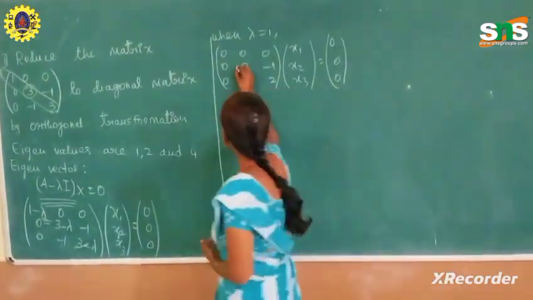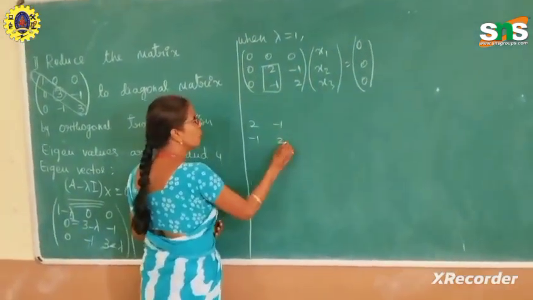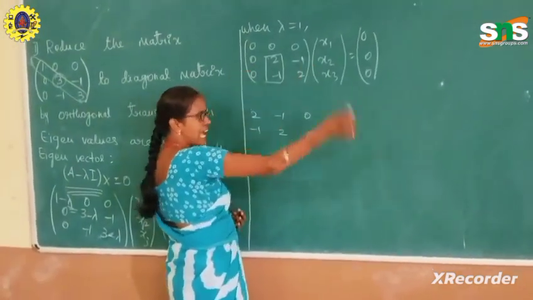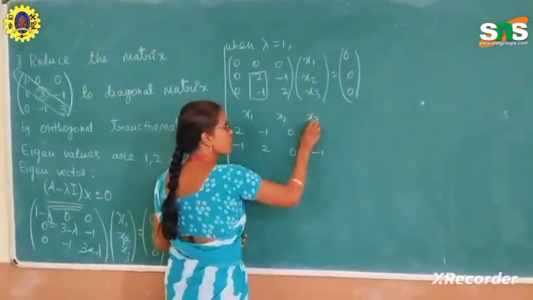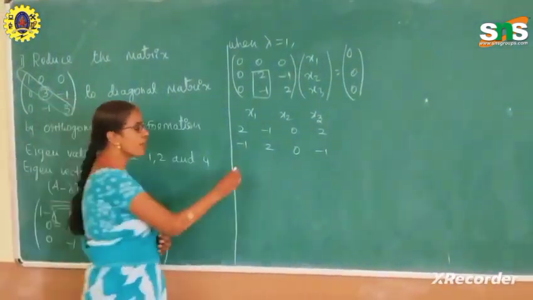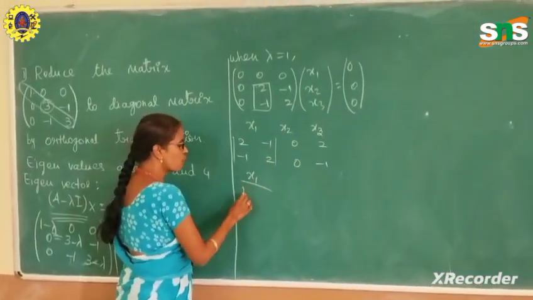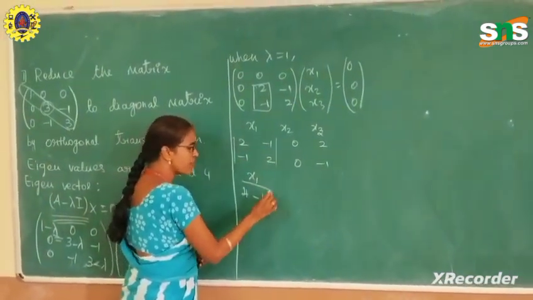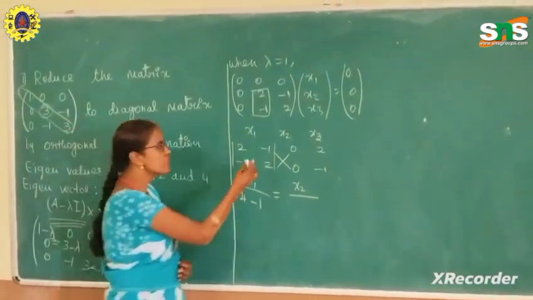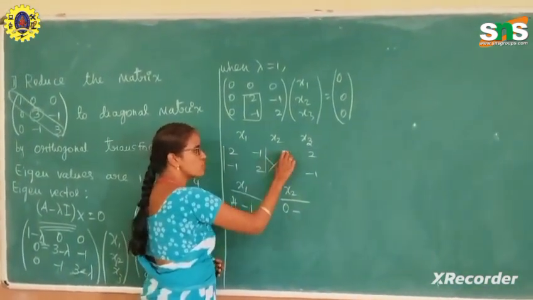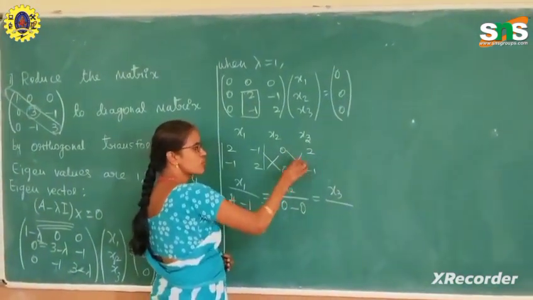That means we start here. The elements are 2, minus 1. The next row is minus 1, 2. And 0, 0, and the first and last should be the same, so 2, minus 1. Again, you put the values x1, x2, x3. This way we find it by the cross multiplication method. Now x1 is what? Just find the determinant of these two elements. So 2 into 2 is 4, then minus 1 into minus 1 is plus 1, equal to x2 by. Again, we find the determinant of the next two. So minus 1 into 0 is 0, minus 2 into 0 is 0. And x3 by, which is also 0.